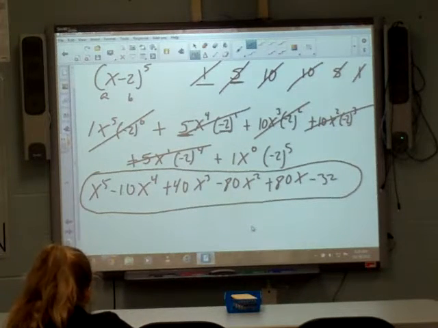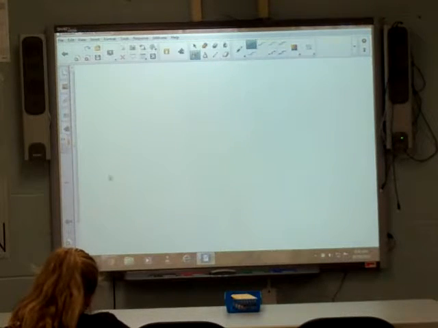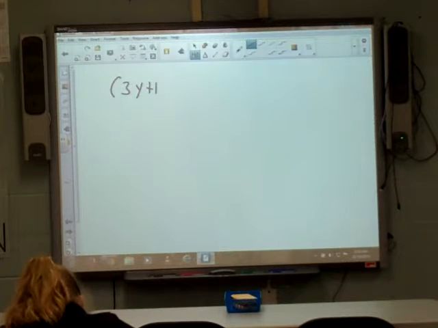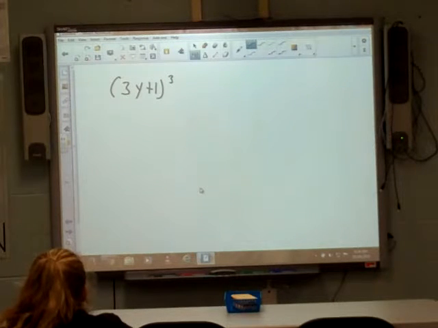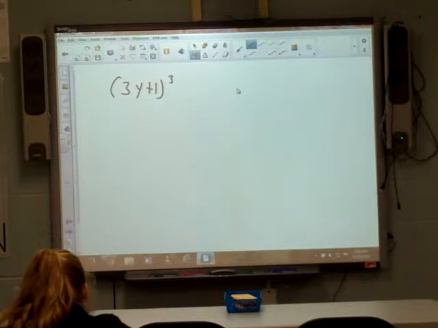Alright, let's do one where it's got coefficients on it. This one says, let's look at 3y plus 1 to the third. First off, I might not use Pascal's triangle on this. I might just write it out 3 times. But let's go ahead so we get practice using it. You've got to find the third row on the triangle. So on the third row, tell me what the coefficients are. 1, 3, 3, 1.